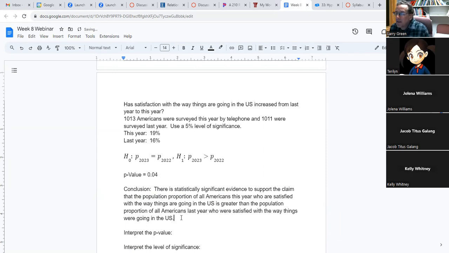Any questions on the conclusion? I do want to highlight population. If you do not refer to the population, you could say the percent of all Americans this year, that's fine too, but you need to have the word all or the word population. So you have to directly refer to it. Otherwise, I take off points. Any questions on the conclusion?